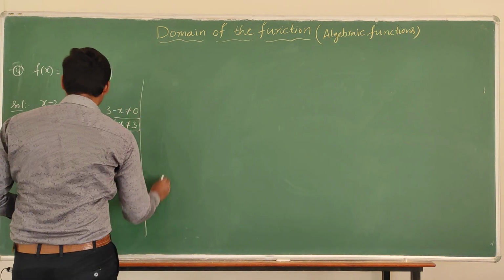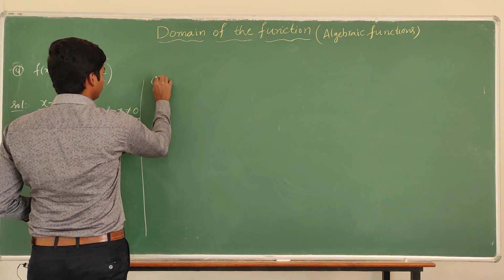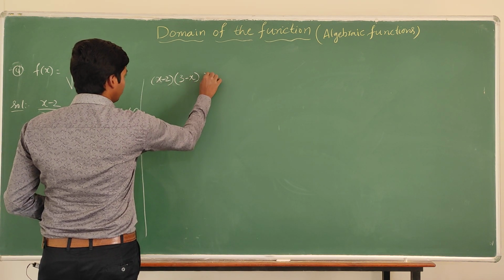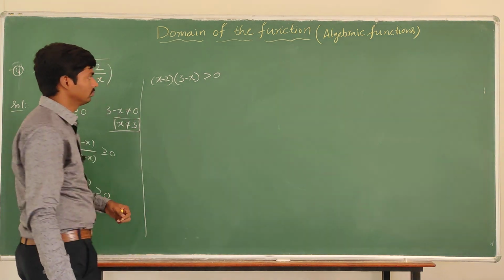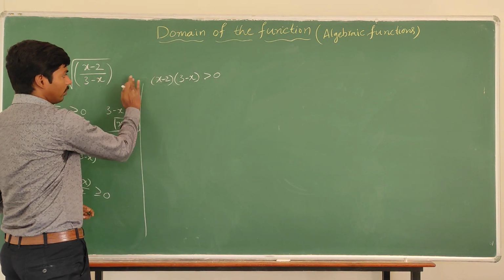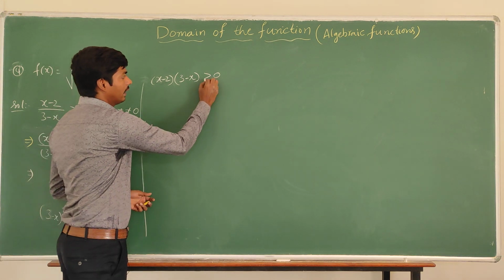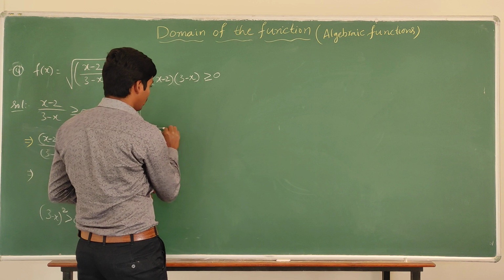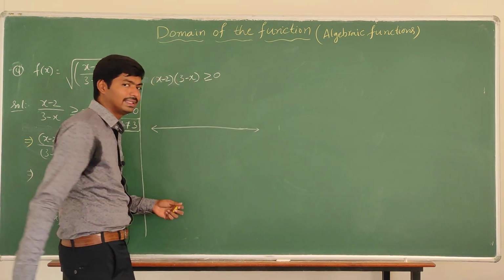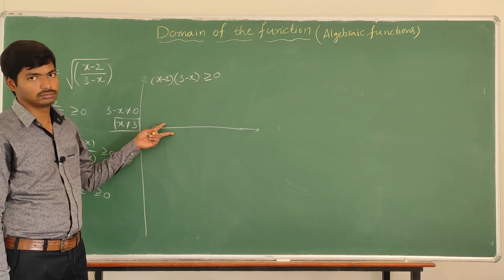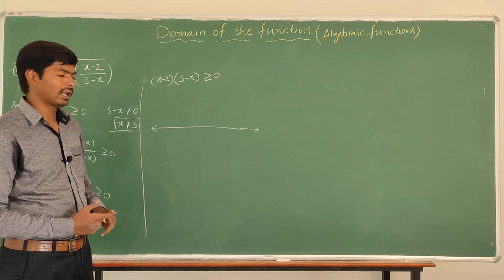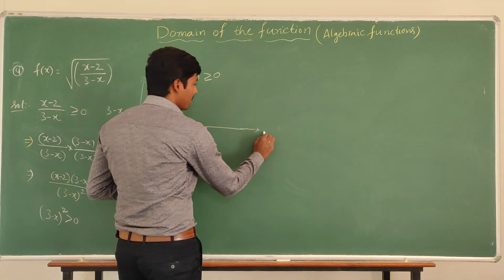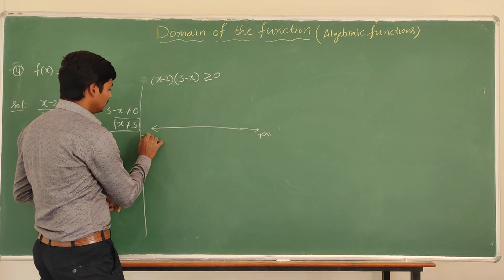So here x minus 2 into 3 minus x will be greater than or equal to 0. Now we have to solve this inequality. So take the number line. Solving the inequality by using a number line, and this method is also called the wavy curve method. So here, plus infinity to minus infinity.